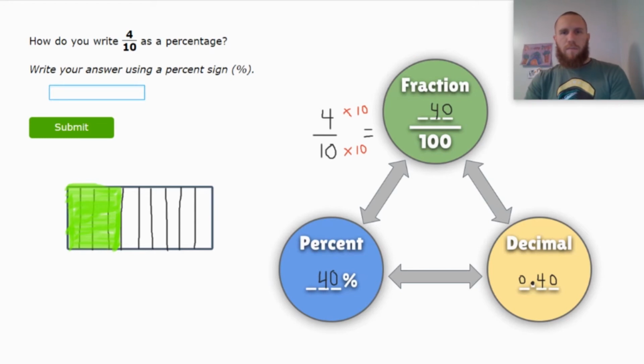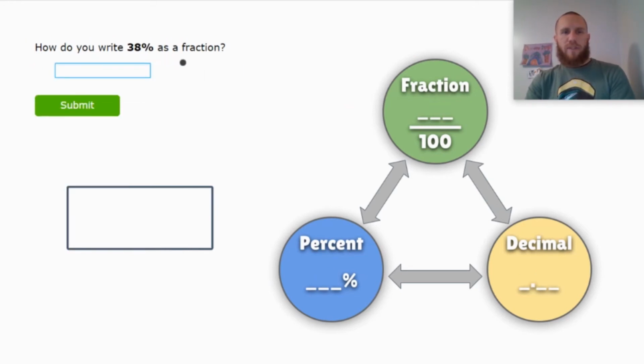All right, next problem. How do you write 38% as a fraction? Well, I already have the percent, so let's fill this in. 38% as the fraction, that's what it's asking. So I know if this is the tens place and the ones place, then I just copy that in up here. 38 over 100, or 38 hundredths, is 38%. And I know when I say it in word form, 38 hundredths is the same as 0.38.